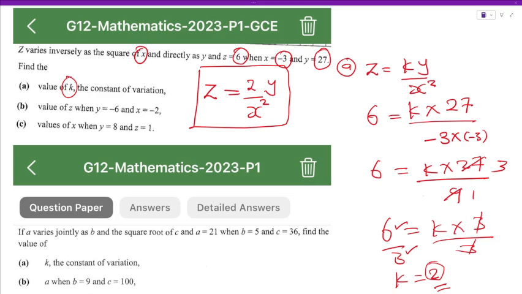All right, so that is that. We now proceed to the other questions. Okay, so let us create some space.